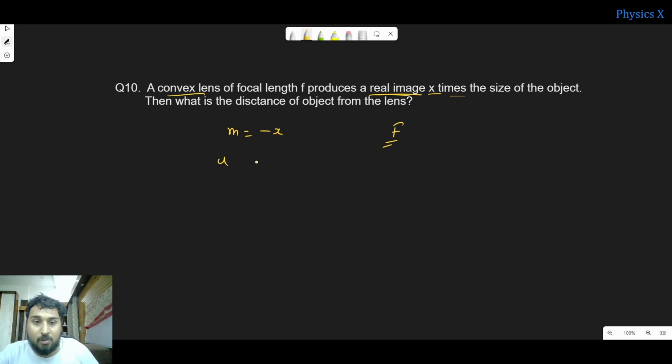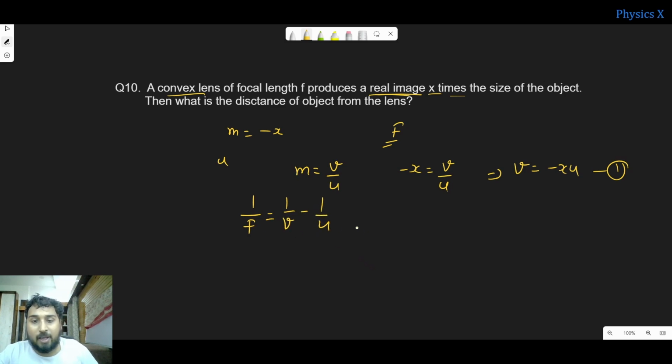We know m is equal to what? v by u. Right. So m is what here? Minus x, which is v by u, right? So I can write from here v is equal to minus x u. This is your first equation. We also know that 1 by f is equal to 1 by v minus 1 by u. I need to find the object distance, right? So I will be separating object distance from this. So 1 by u I will take on that side. So this becomes 1 by v minus 1 by f, right?